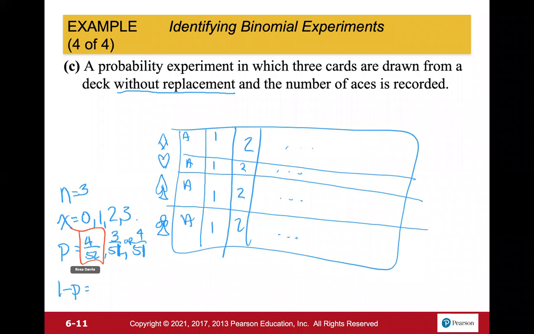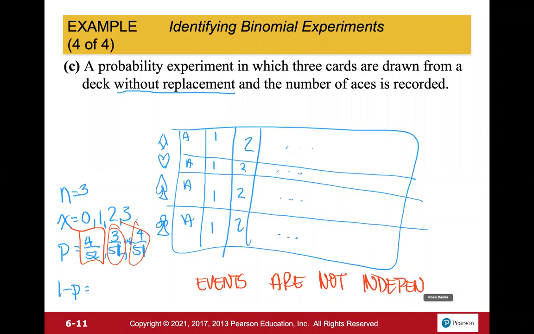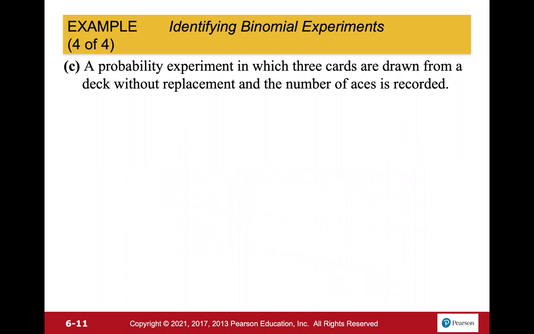So if we draw an ace here, then we have one of two different possibilities for the second draw. If we continue on with the other draws, there are going to be way more possibilities. So the probability here is not independent. Each event is not independent. Since events are not independent, we cannot consider this a binomial probability experiment. These events are not going to be independent no matter how you look at them. If we said with replacement instead of without replacement, then it would be a binomial probability experiment. But right now it's not, because we're not replacing the cards.